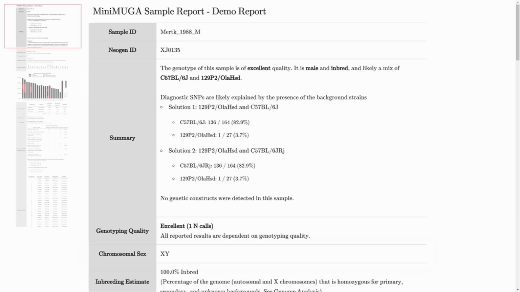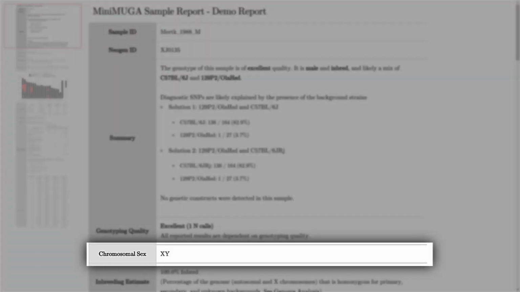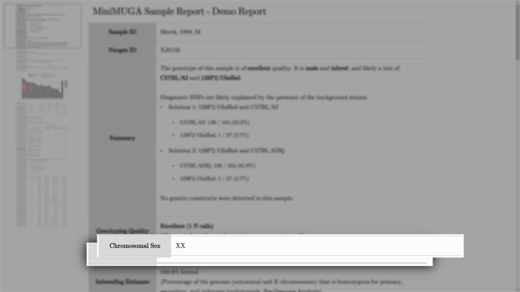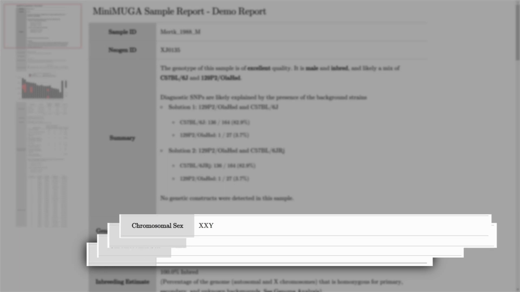Next, the report indicates the chromosomal sex of the sample. In addition to standard male and female chromosomal sex, XY and XX respectively, MiniMUGA can reliably detect two types of sex chromosome aneuploidy, XO females and XXY males.